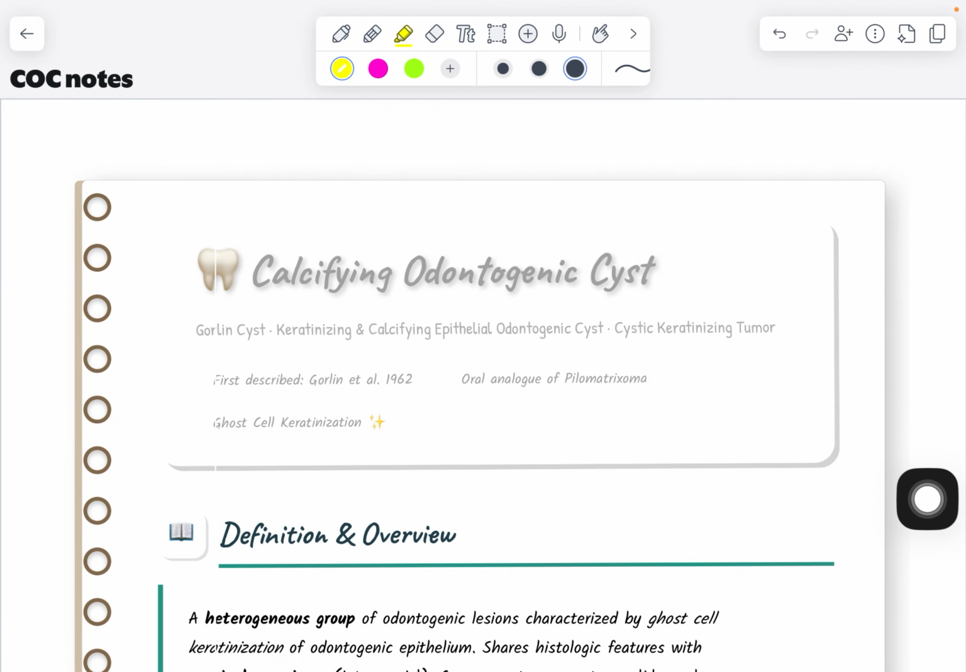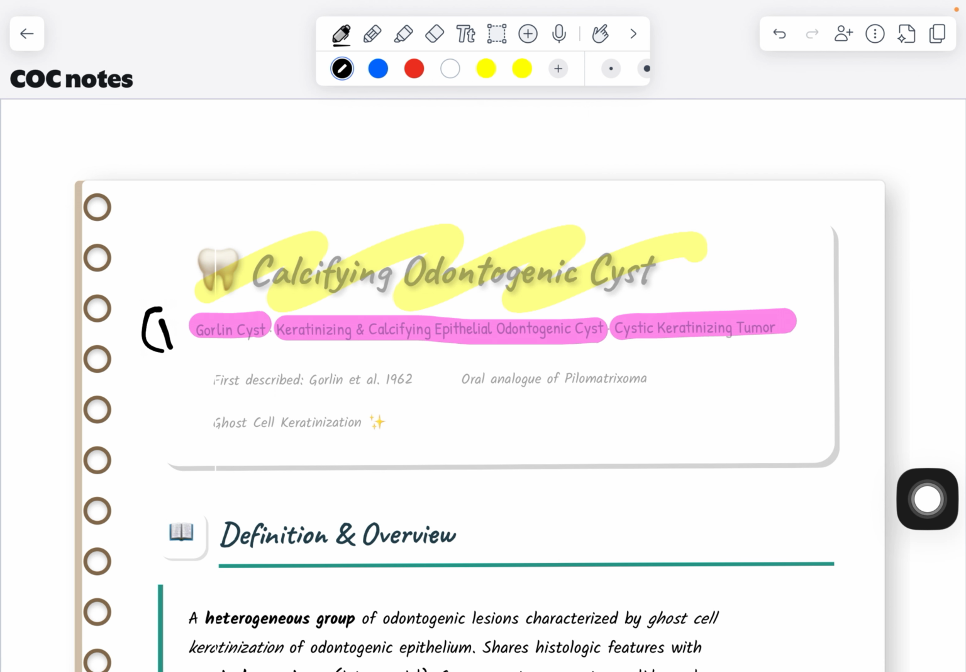Hi, so today we will be starting with this topic, calcifying odontogenic cysts. Calcifying odontogenic cyst basically has three other names in fact: Gorlin cyst, keratinizing and calcifying epithelial odontogenic cyst, and cystic keratinizing tumor. That is Gorlin cyst, keratinizing calcifying epithelial odontogenic cyst, and cystic keratinizing tumor. Question can be a 5 marker, that is basically explain Gorlin cyst.